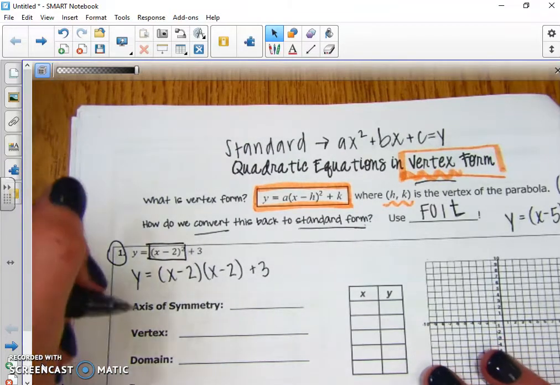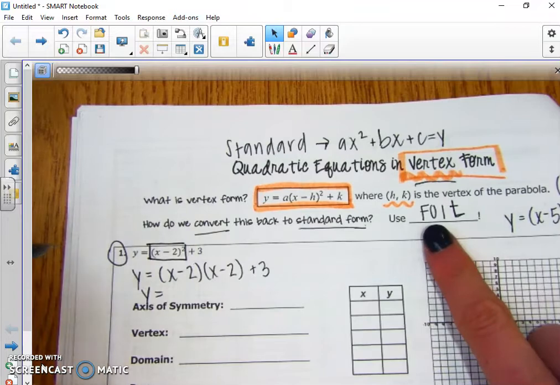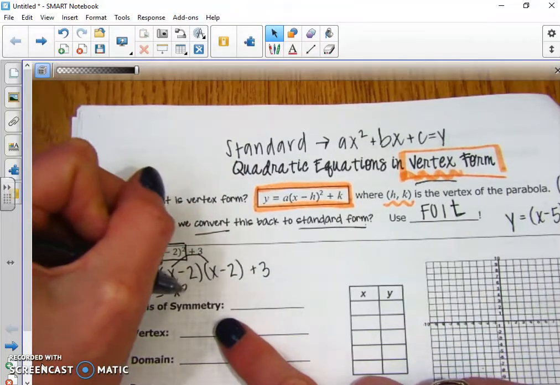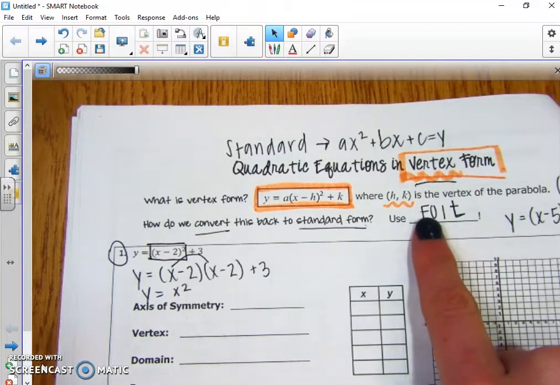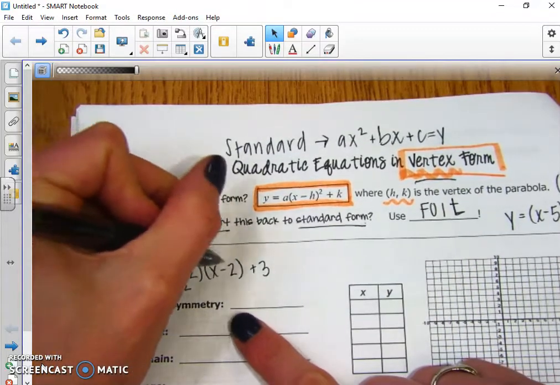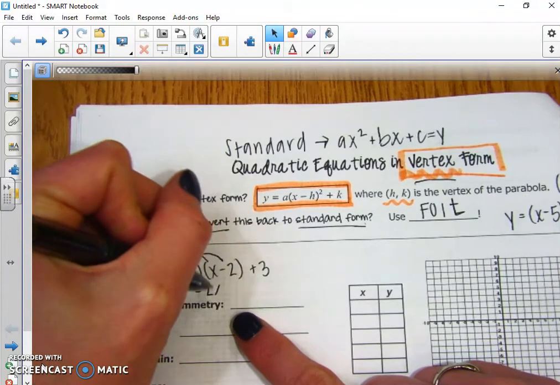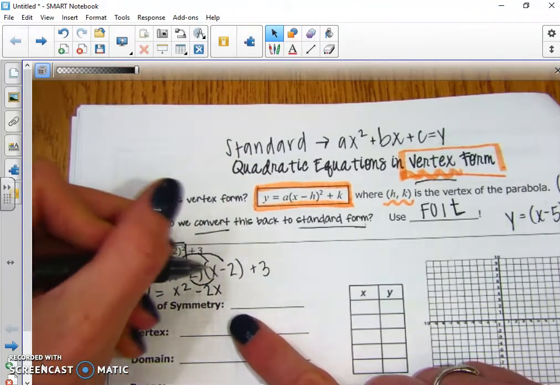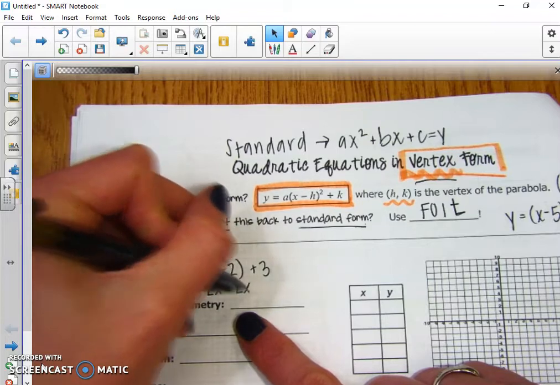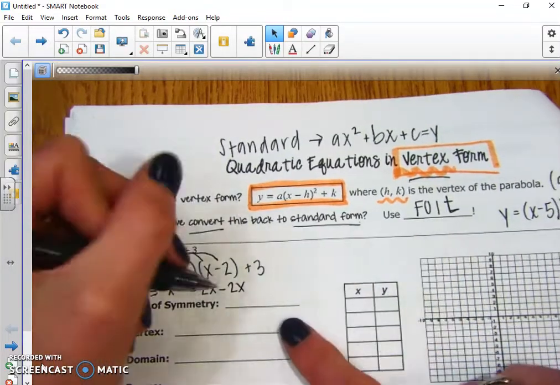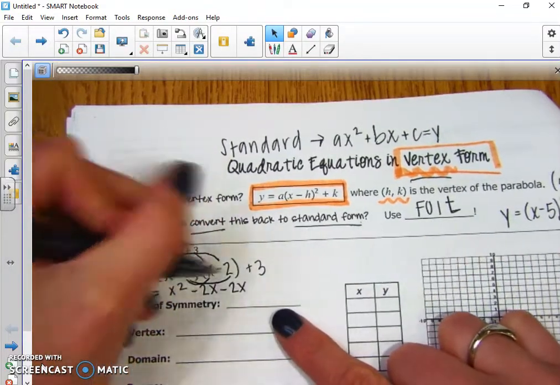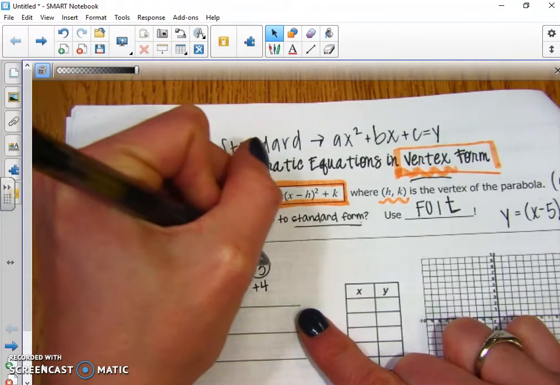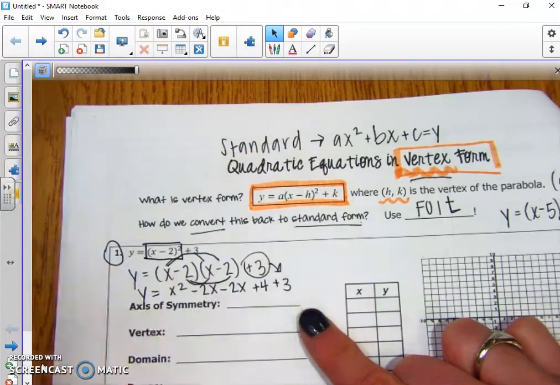So foiling looks like this. We multiply the first terms, so x times x gives us x squared. Then we multiply the outer terms, so x times negative 2 gives us negative 2x. We multiply the inner terms, so negative 2 times x gives us negative 2x. And then L stands for last. We multiply the last terms. Negative 2 times negative 2 gives us positive 4. And then this plus 3 just comes on down, plus 3.